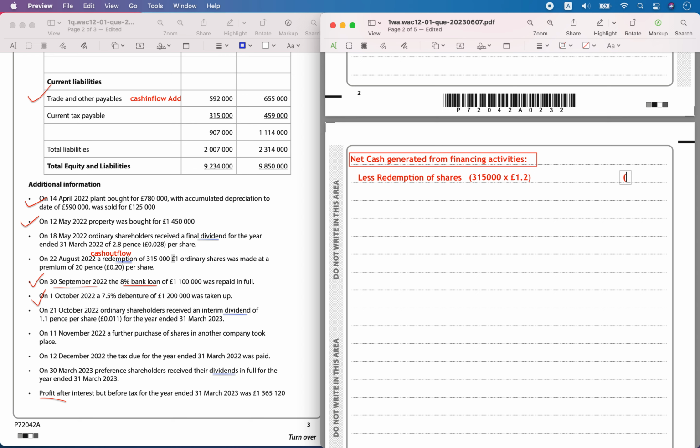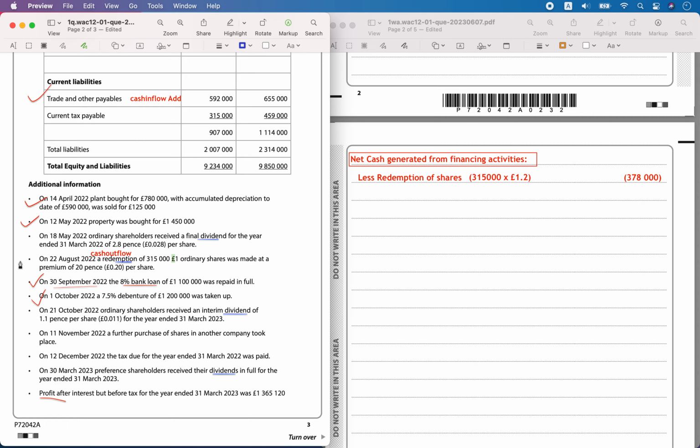315,000 into 1.2 is 378,000. So the company paid 378,000 to buy back 315,000 shares into the business.